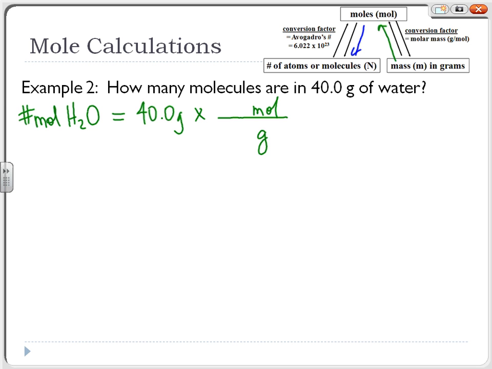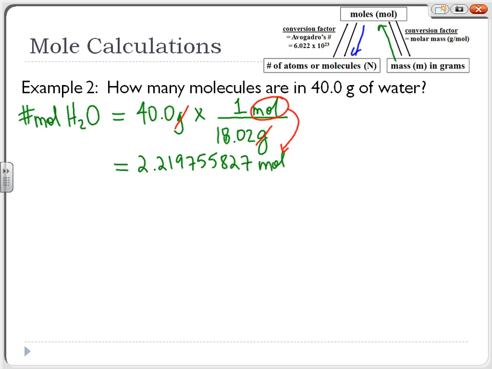And I know it's going to be my molar mass, because molar mass is moles and grams together. So I punch in my numbers. I know I have 1 mole, and we calculated earlier on in this video that it's 18.02 grams for every mole of water. So when I do that on my calculator, I get 2.219755827 moles, because if you look, my grams canceled out, and I had moles left on top, so that's my unit that I write down there.